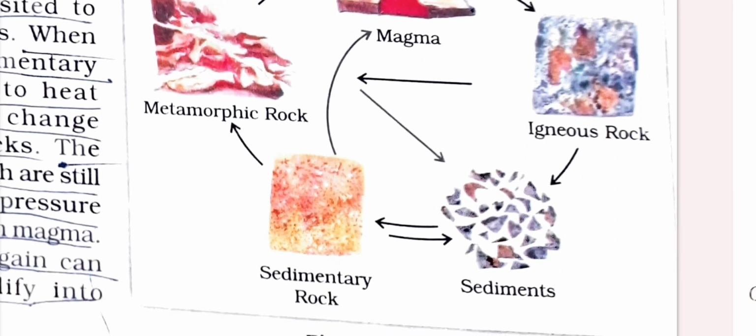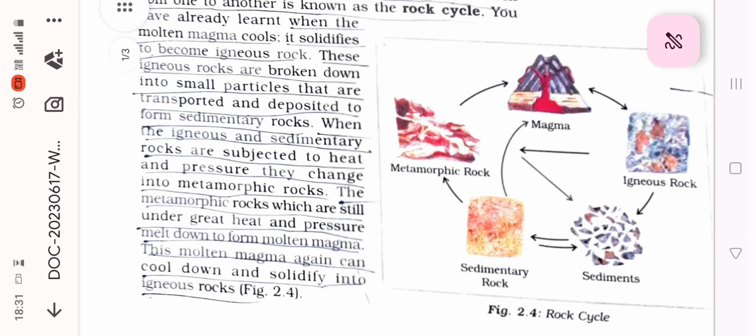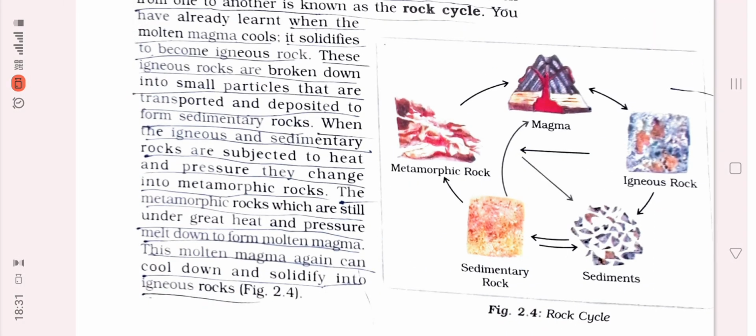Okay, have you any doubt? So this is the rock cycle. This molten magma again can cool down and solidify. We have seen how the magma converted into lava, then cooling to solid, to igneous rock. This cycle continues. What is your doubt, Ulra?